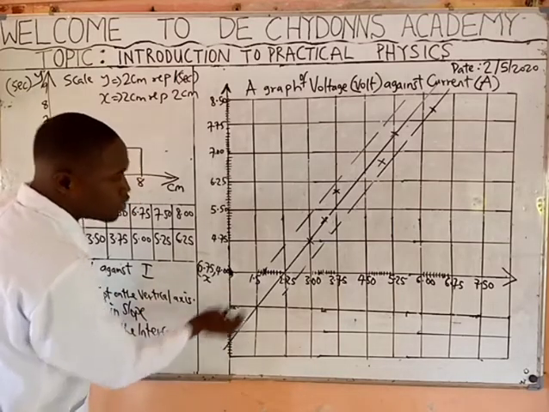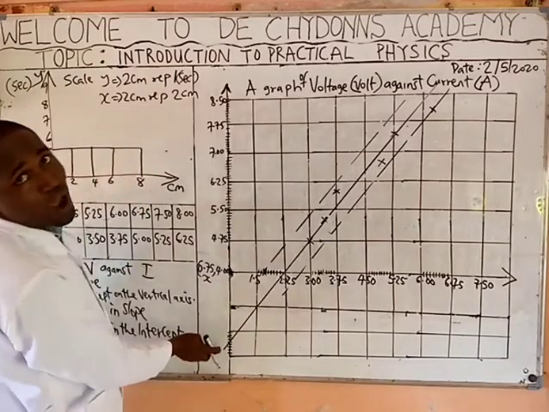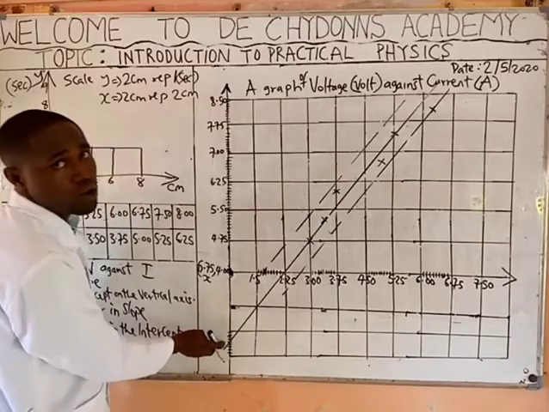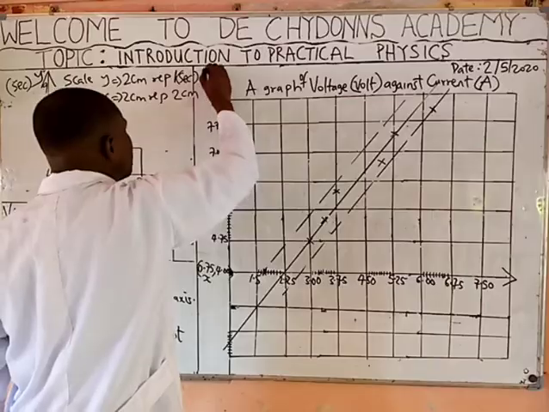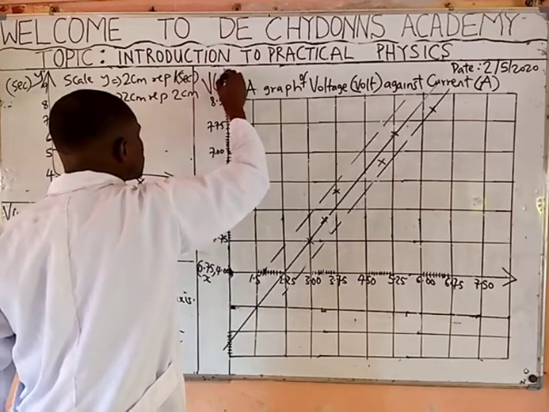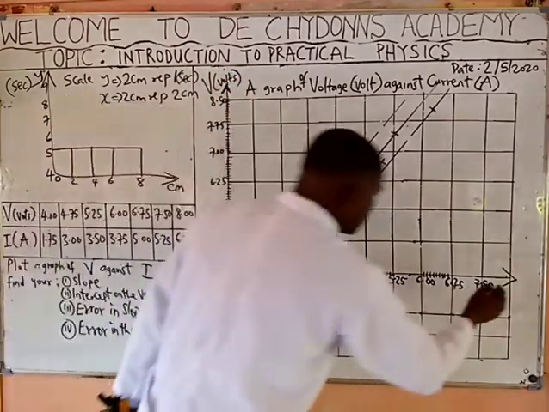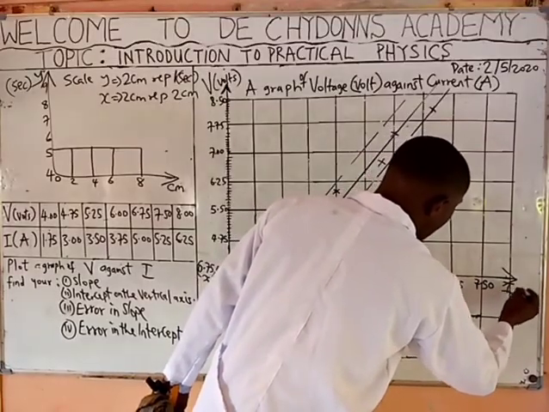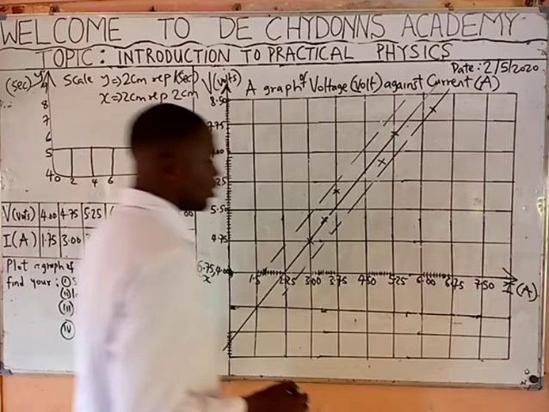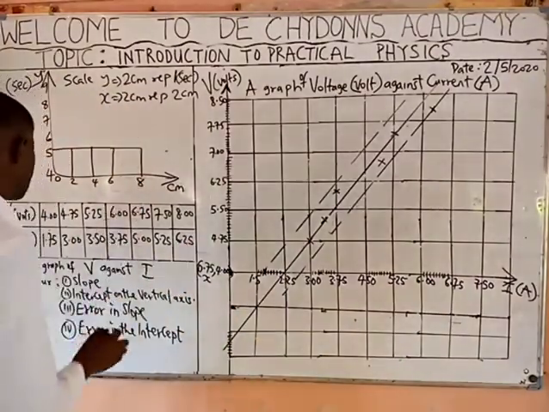You must give a space so that I will see where it cuts the y-axis, where it intersects on the y-axis. So what happened now is that I have to label here and say voltage in volts. And this my x-axis, that is current in ampere. Okay? Now I start plotting.